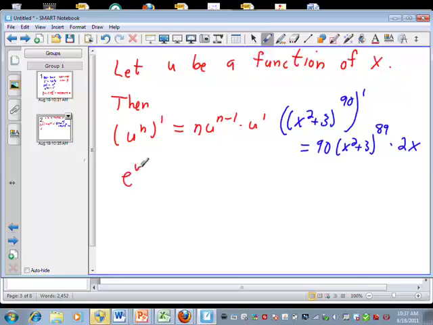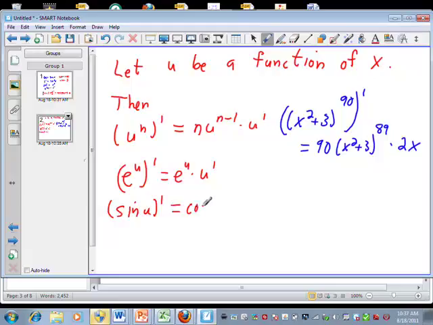The derivative of e to the u is e to the u times the derivative of u. The derivative of the sine of u is cosine of u times the derivative of u. The derivative of cosine u is what? Negative sine of u times u prime. Please, roll through the rest of them.